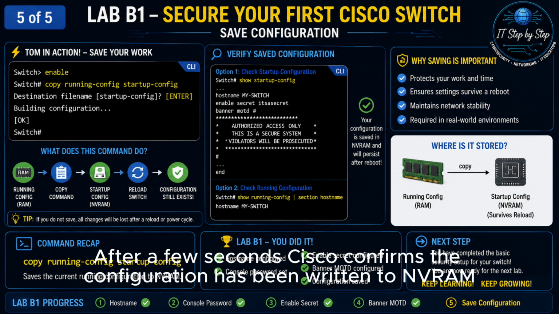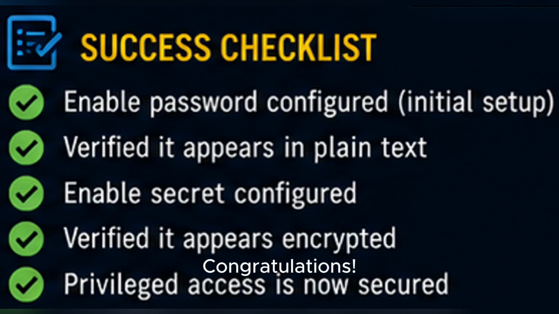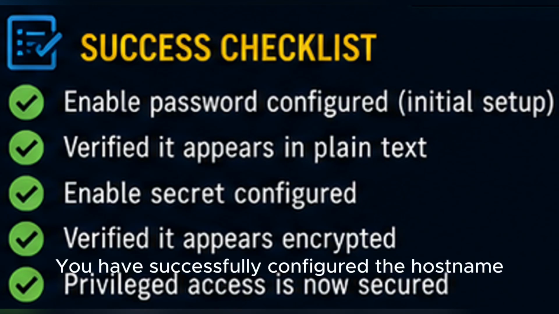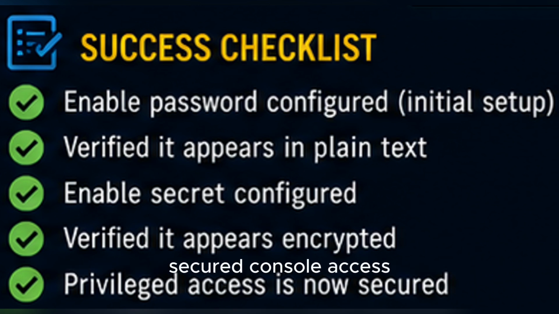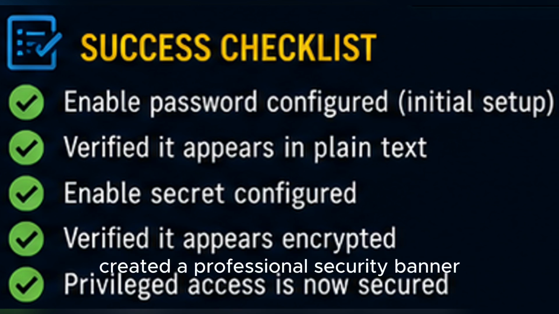After a few seconds, Cisco confirms the configuration has been written to NVRAM. Verify your work: show startup-config. Congratulations! You have successfully configured the hostname, secured console access, protected privileged mode with an encrypted password, created a professional security banner, and saved your configuration.